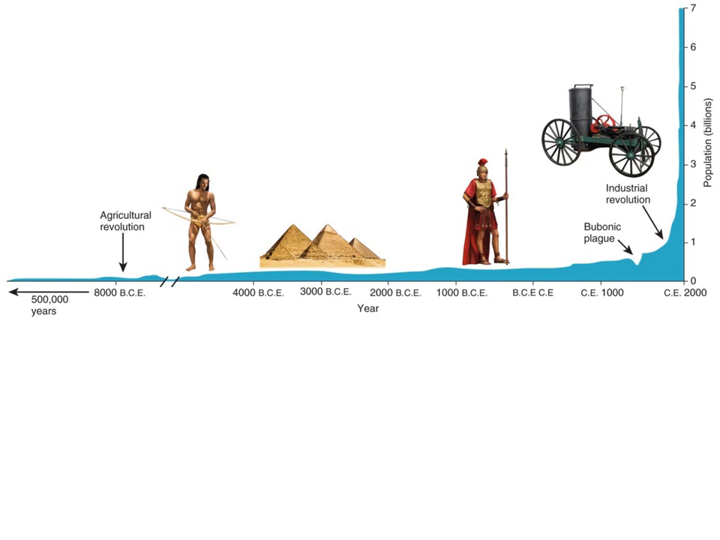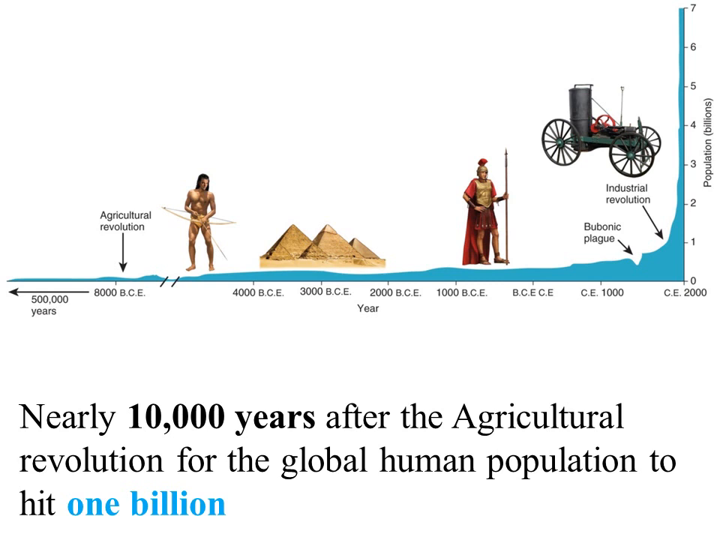But we have to think about what took the population of humans so long to get to the point that it is now. It took almost until the Industrial Revolution, almost all of human history, starting back at 8,000 BCE, and the Agricultural Revolution made the human population go up a little bit. But it took a long time, until almost the Industrial Revolution, for us to get to just 1 billion. Humans have been around for hundreds of thousands of years, and nearly 10,000 years after the Agricultural Revolution, we hit 1 billion.